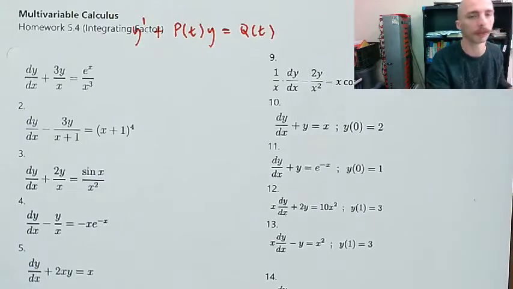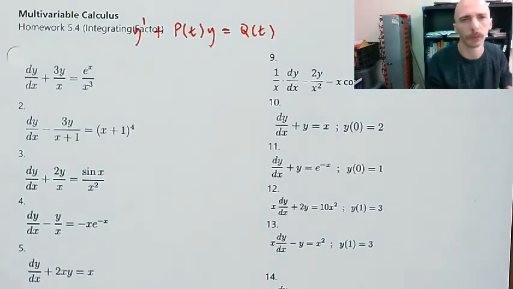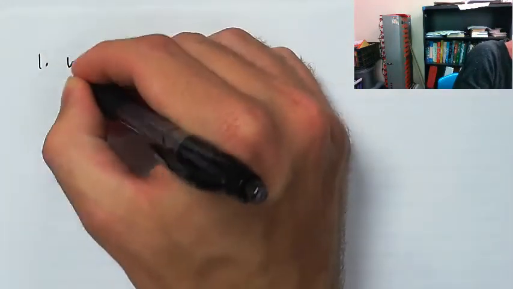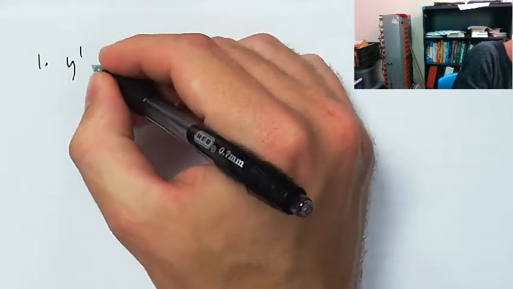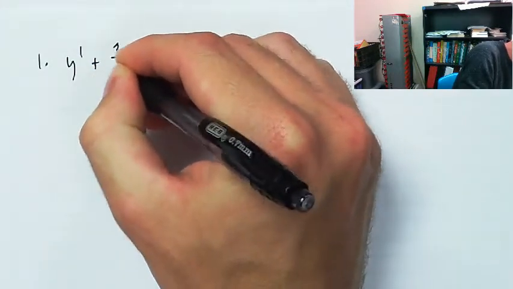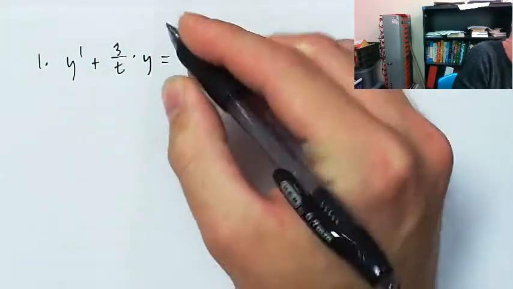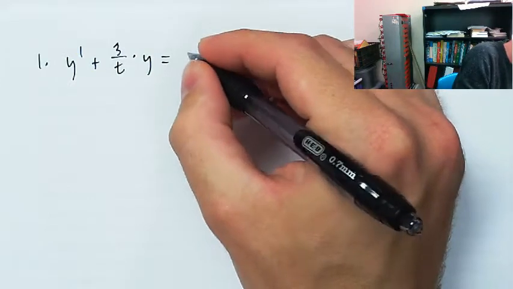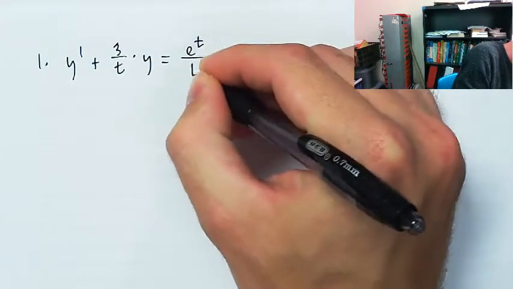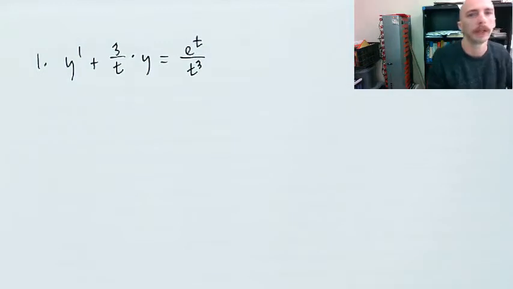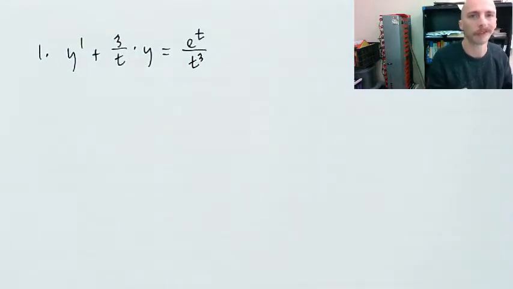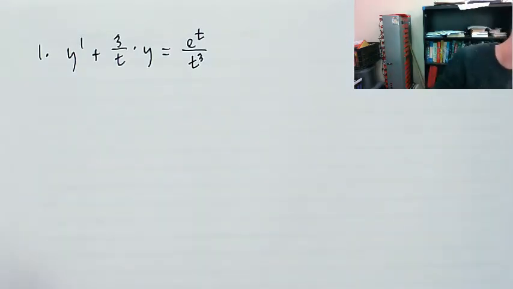Maybe for the first couple, I'll translate it into t's and y's, but then I'll just do whatever they give me. So I'm going to start with the first one: y prime plus 3 over t multiplied by y is equal to e to the t over t cubed. Maybe the first one, I'll take it the whole way through, and after that I'll just proclaim that the integrating factor is e to the antiderivative of p.